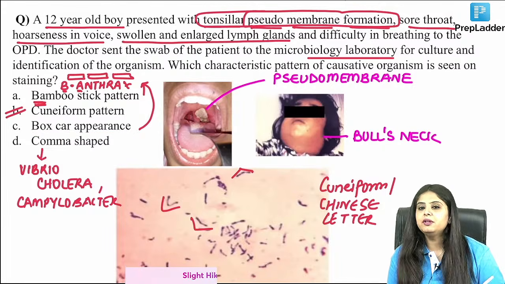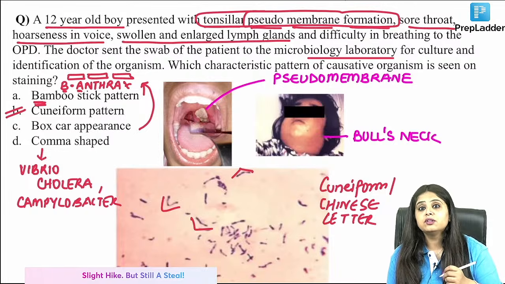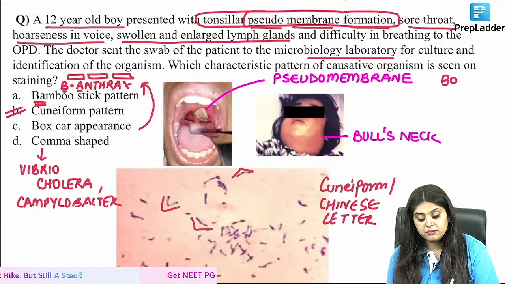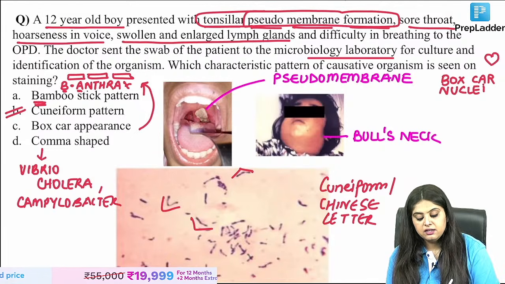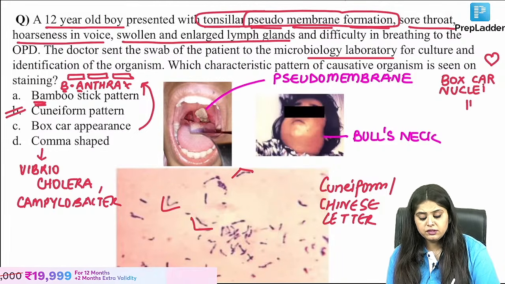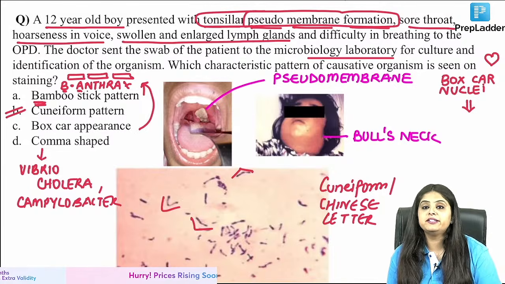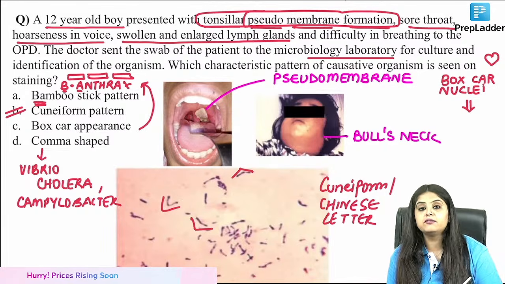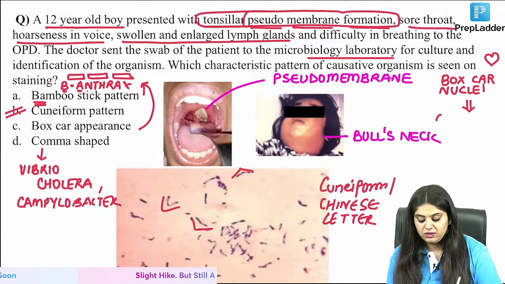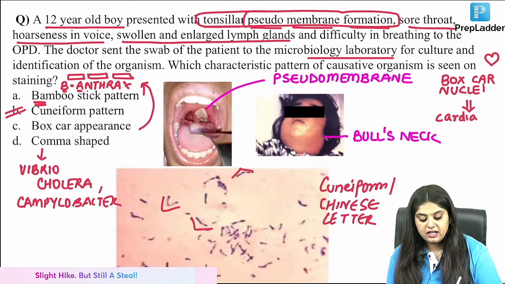Bacillus anthracis. You did medicine LRR just now. I saw the PDF, so I know you have studied it. You cannot say, ma'am, we hadn't studied it. Box car nuclei are seen in cardiac. Where do you see them? You saw it in this morning's session. I can also tell you medicine LRR, so you can't fool me here. Boxcar nuclei are seen where? They are seen in cardiac hypertrophy.